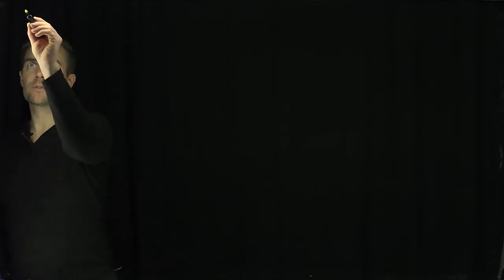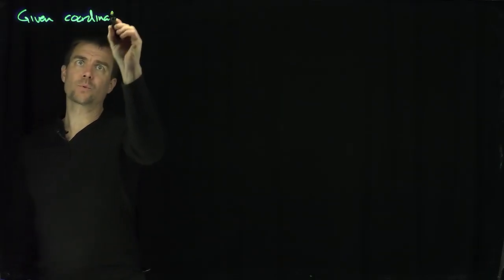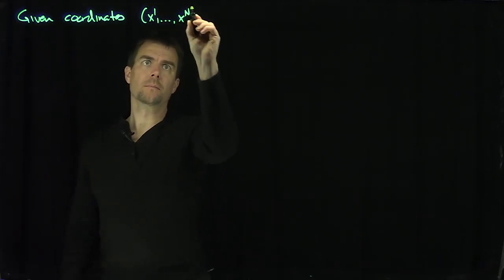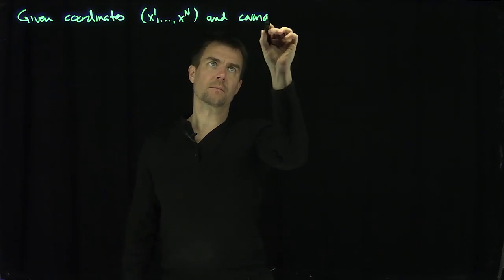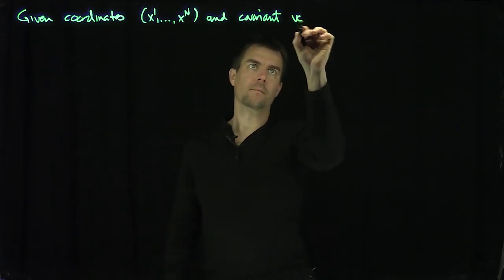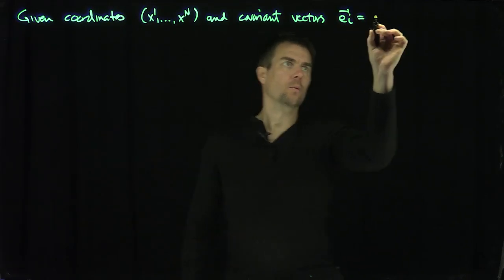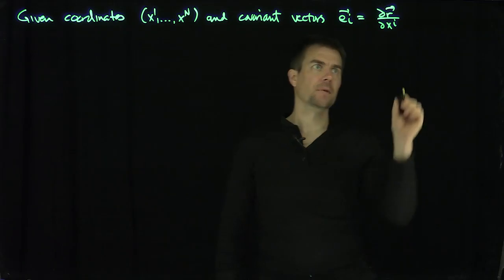Hello students, in this video we'll investigate the determinant of the metric tensor and its relationship to the Christoffel symbols. Let's be given coordinates x1 through xn on space and covariant vectors e_i, which are partial r, partial x_i, our standard format.